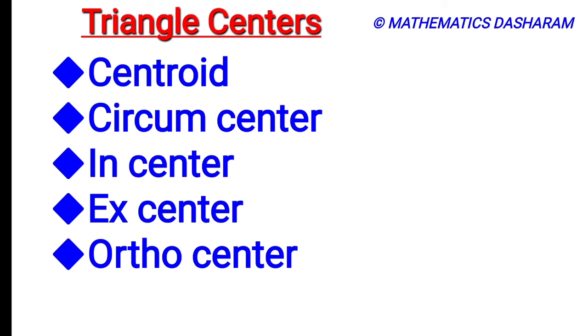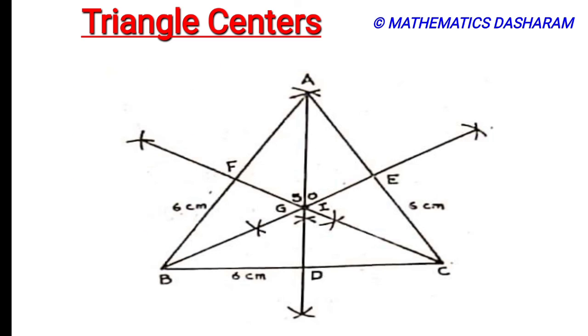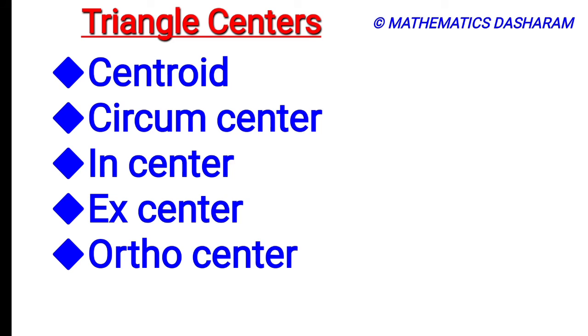Similarly, if G, S, I, O are located in an equilateral triangle, then the four centers will coincide at one point. Equilateral triangle means all three sides are equal. So that's it. These are the 5 major important triangle centers. Thank you.